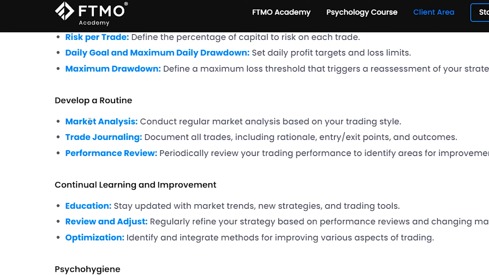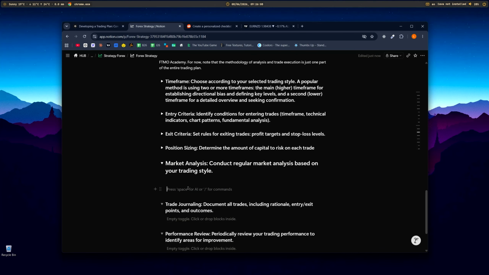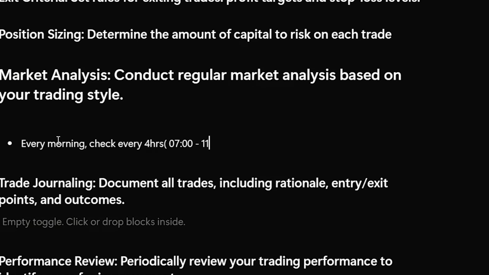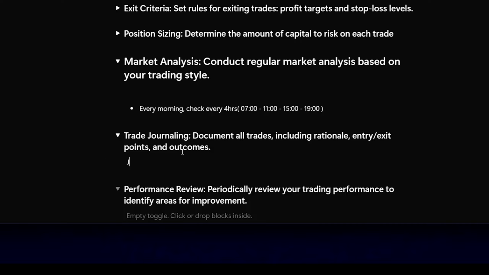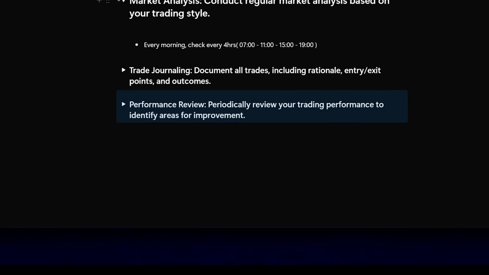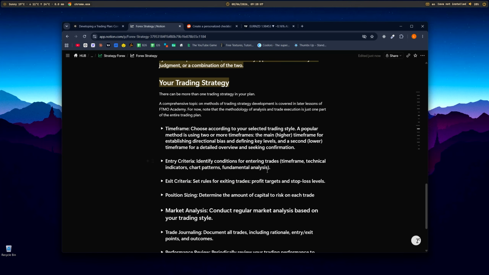A routine: market analysis, trade journaling and performance review. These ones are my weak points. Market analysis, that's simple. Every morning and then check every 4 hours, 7, 11, 15 and 19. Trade journaling, journal every trade when you take them and then explain how you feel. Every week we have a performance review, basically analyzing errors, patterns and mentality. They are not as bad as I thought. And psychohygiene, education, okay? Chart time, regular exercise. I think we're done. This is my journal.